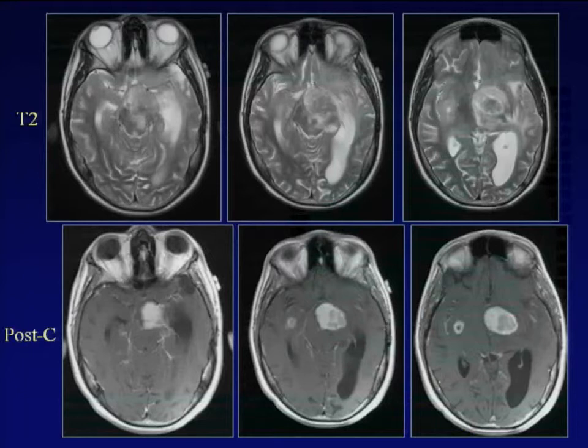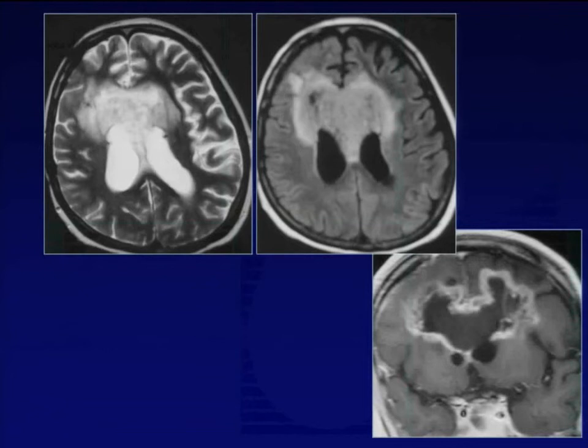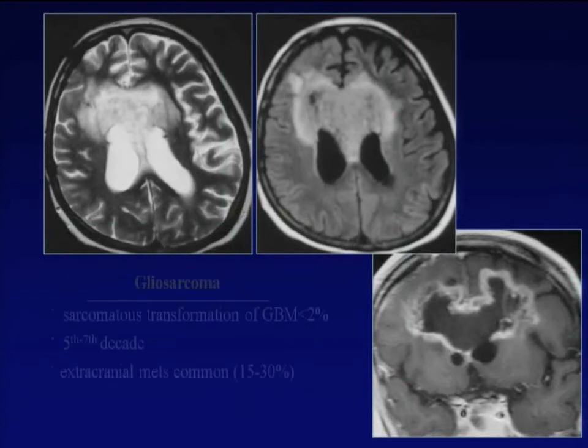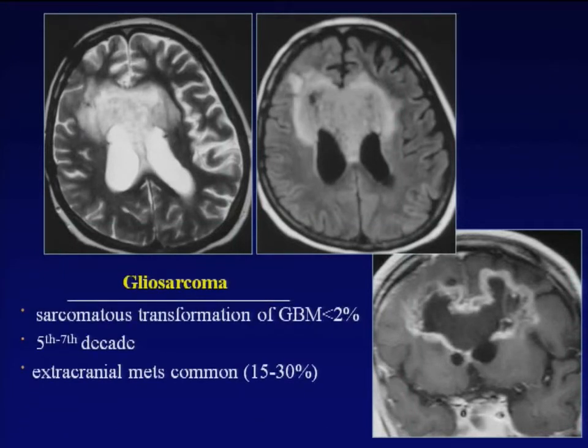Another image of multicentric glioma. You see multiple areas, multiple foci, multicentric glioma. And this is another type, the gliosarcoma, which is nice to remember because it's usually associated with extracranial mets. It's a common feature here.